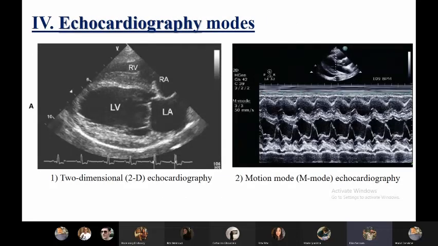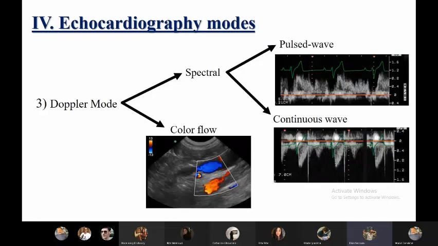The first mode is the two-dimensional or 2D echocardiography. The second mode is the motion mode or M-mode echocardiography. Each will be discussed deeply and thoroughly later on. Then we have the Doppler mode, which is divided into spectral and color flow. The color flow is obvious, and the spectral is divided into pulsed wave and continuous wave modes.